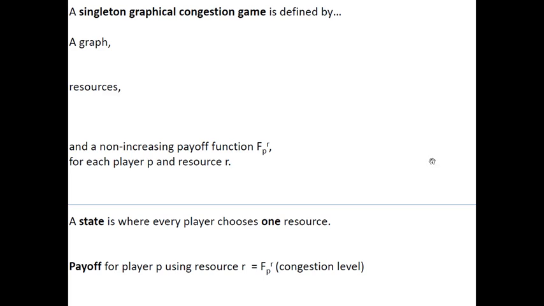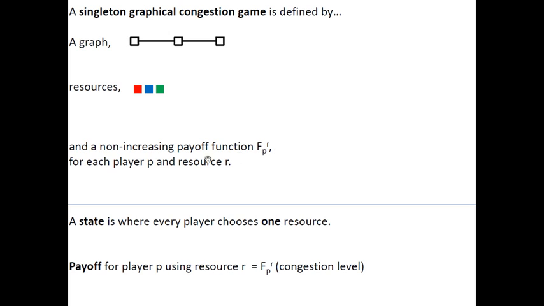Okay, so I'll give you a more formal definition, really. These are the ingredients that go into a singleton graphical congestion game. We need a graph, obviously. Here's an example with 3 vertices. The different vertices represent players. We need some resources. We use colours to represent resources, like here we have red, blue and green. And now this is the intricate bit. We have payoff functions, but we keep things very general. So we allow payoff functions to be player dependent and resource dependent.